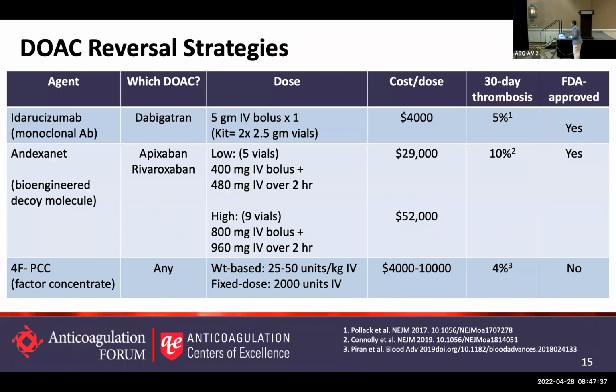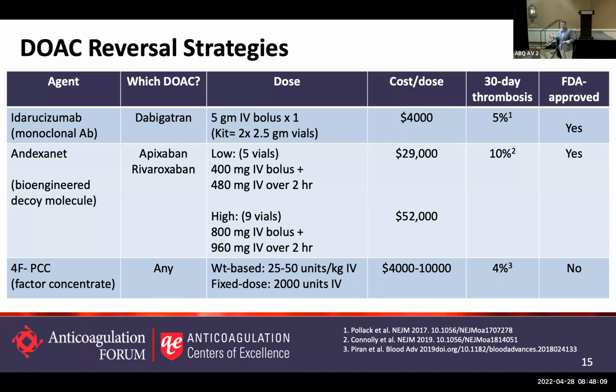So as I mentioned, idarucizumab is a monoclonal antibody. It's engineered, it's a designer drug. It basically goes in and binds to dabigatran, neutralizes its activity. It's irreversible binding, so once it's bound, it will not dissociate. And then the patient just renally eliminates that complex from the body. It's very easy to give. It's a 5-gram one-time bolus dose. It comes in a kit, and there's no appreciable prothrombotic signal with this drug.